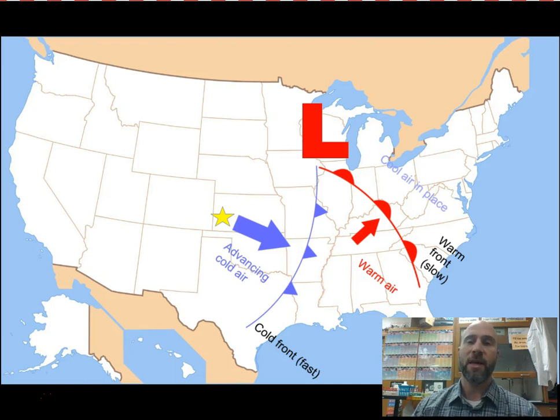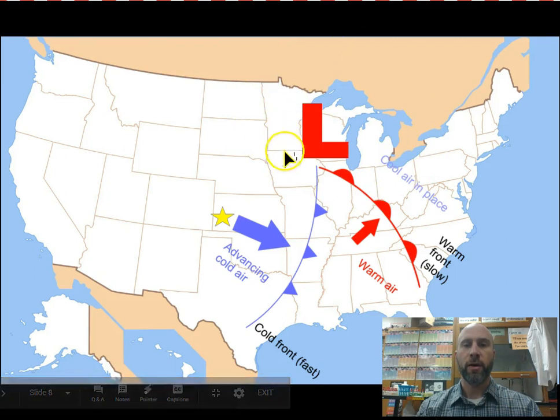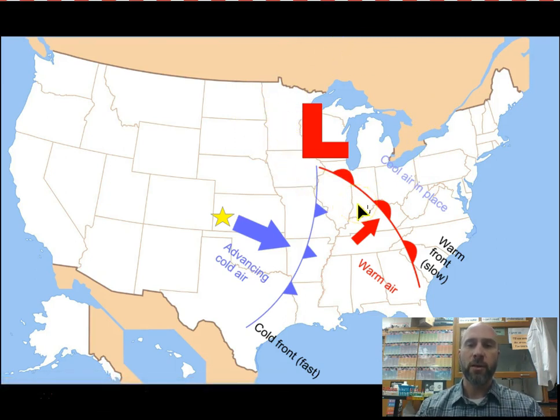Taking that general concept, let's look at a more specific example. Here's a low pressure center right over Wisconsin. Remember, this air is rotating counterclockwise, so the air is pulling around here. What I want you to do on this one is look to see what type of air mass would be coming in from the star location here.